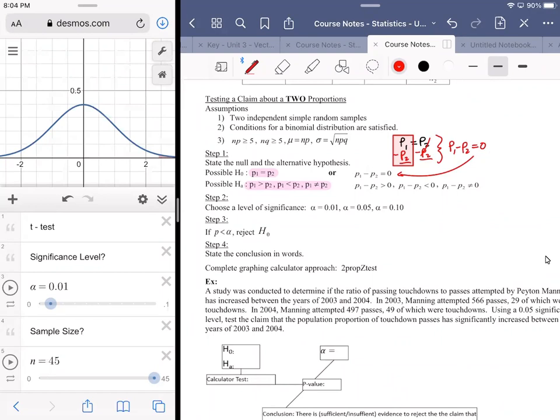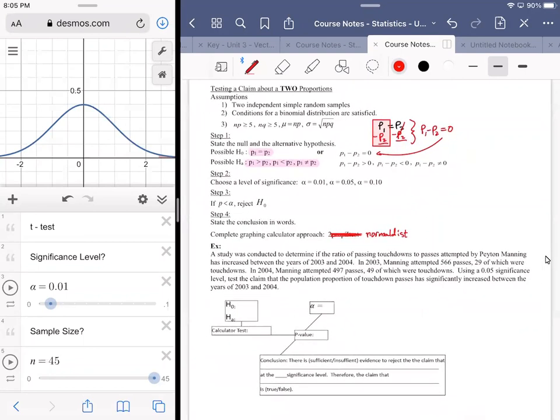Like, for example, the significance value, the alpha, that's going to be the same value or set of values from hypothesis test to hypothesis test. What you do with the p-value as opposed to the alpha, that's the same idea also. This complete graphing calculator approach, that's old school. That's all from a TI graphing calculator. So this one should actually be the normal distribution. It's a normal dist. Right. So it's an old problem.